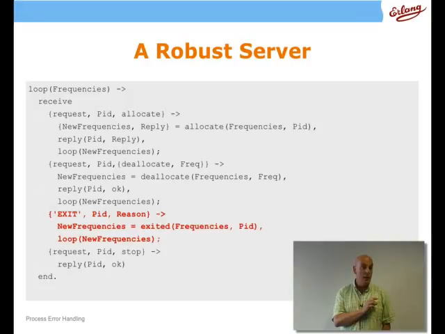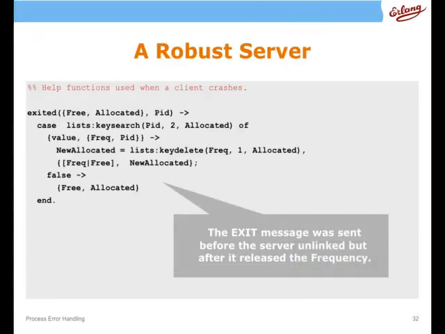So we see coming in, we match on the atom capital EXIT with a PID and a reason. And what we do is we pass that PID, together with the data structure representing which frequencies are allocated and which not, to the exited function. And the final bit of the jigsaw is to see how we deal with that situation. What we do in the exited function is we look up the PID to see what frequency is allocated to it. And if a frequency is allocated, we deallocate that frequency using keydelete. Otherwise, we don't need to do anything. So knowing the PID, we can find the frequency allocated and deallocate it.